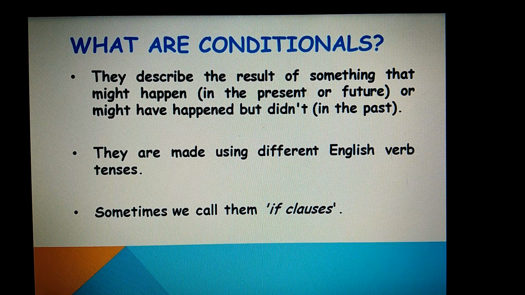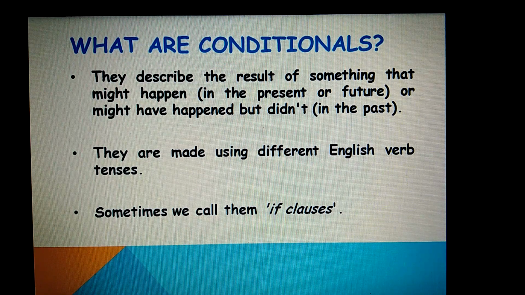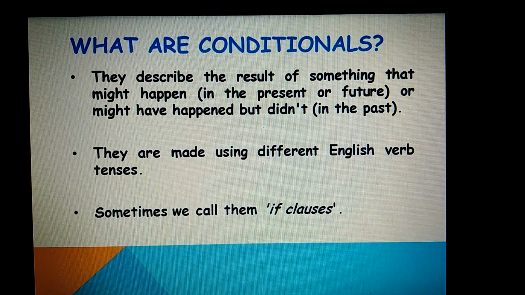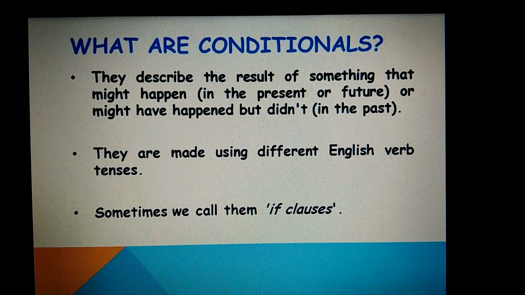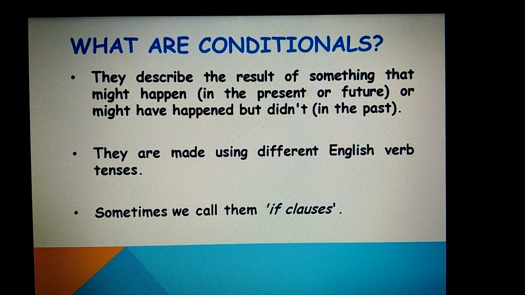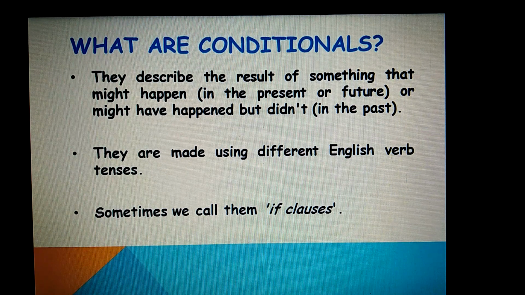Conditionals are statements or sentences which describe the result of something that might happen in the present or in the future, or might have happened but it didn't in the past. They are made using different English verb tenses. Sometimes we call them if clauses.